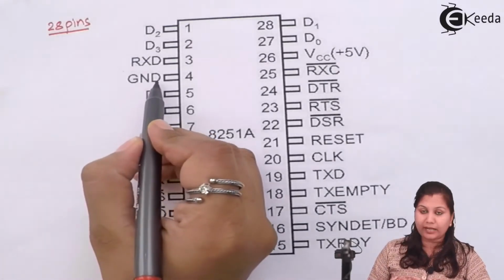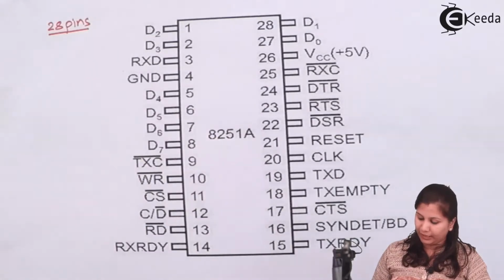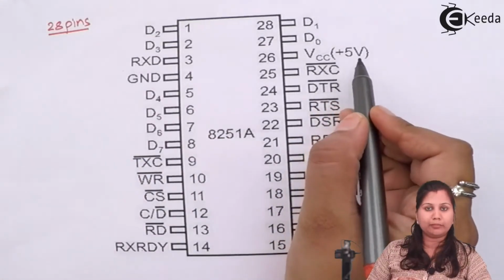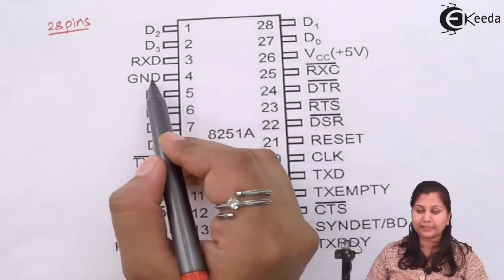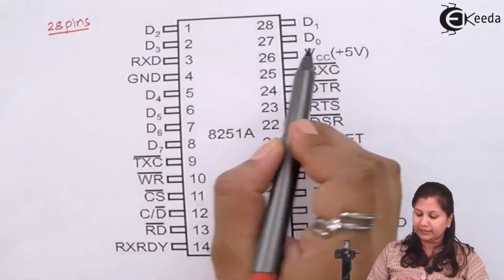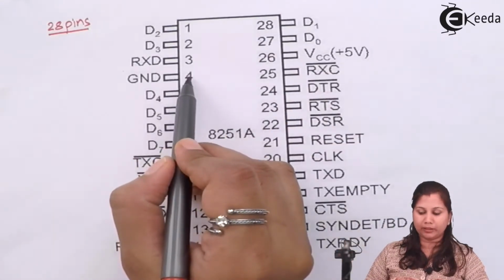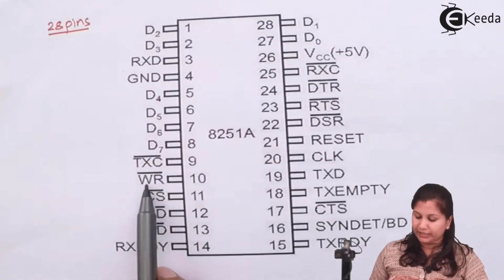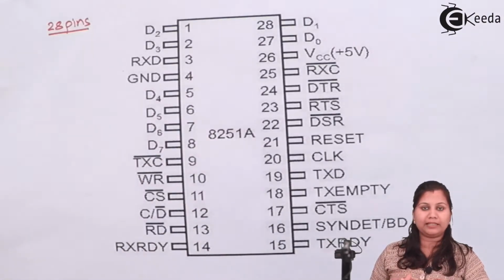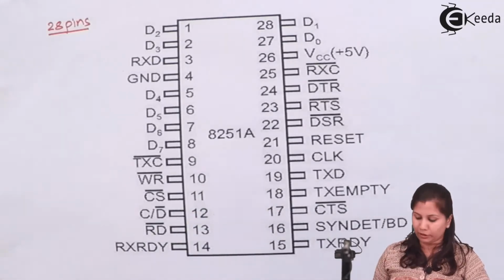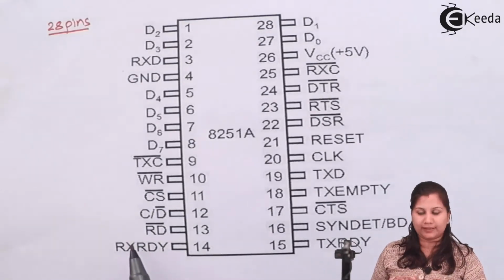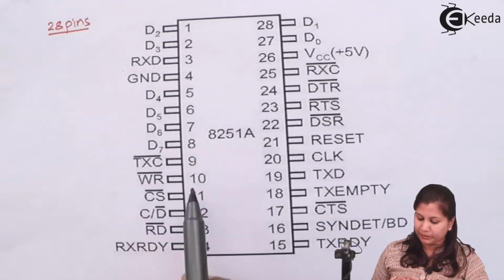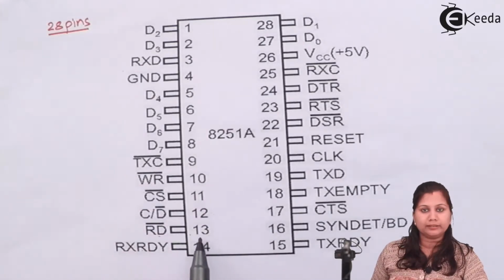Then this is for the ground connection, and here we have the power supply VCC plus 5 volt available at pin number 26. These are the power supply connections. Plus 5 volt will be connected here and ground will be connected at pin number 4. Then we have read and write signals, because data will be either written into the 8251, or the data can be read from it. So it will have the write and the read signals which are coming from the microprocessor. Write is at pin number 10 and read is at pin number 13.